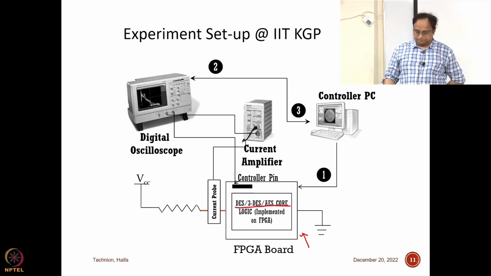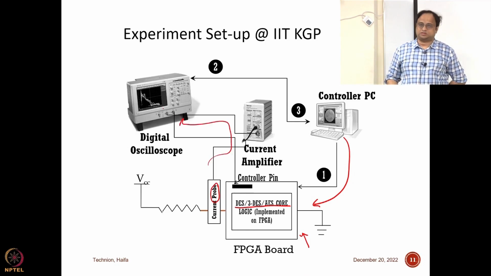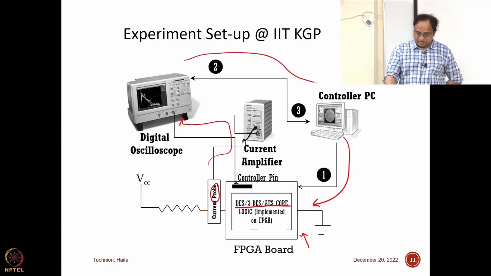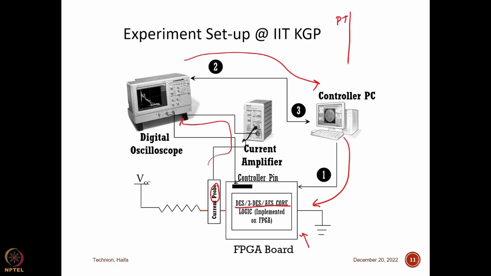And now what I do is, from the PC, I send input for this to either encrypt or decrypt, and when it is doing its computation, I have some kind of probe. These are called probes, which measure the power consumption and store it in the oscilloscope. This oscilloscope, synchronized with the PC, sends this data to the PC. So at the end of this experiment, what does the PC have? The PC has plaintexts, it has ciphertexts, but also it has the corresponding power traces.